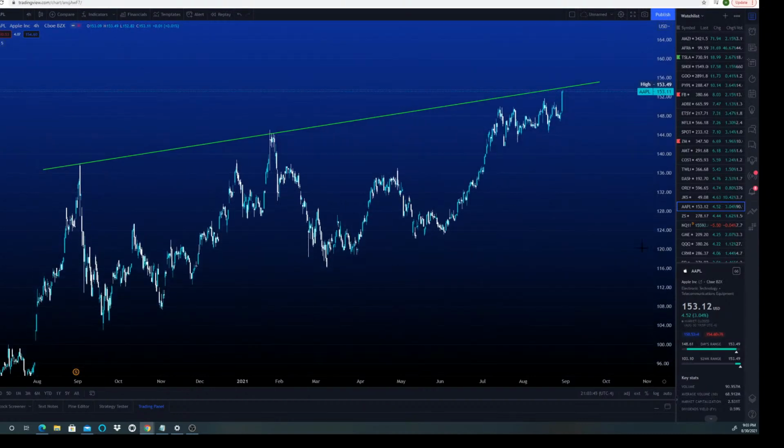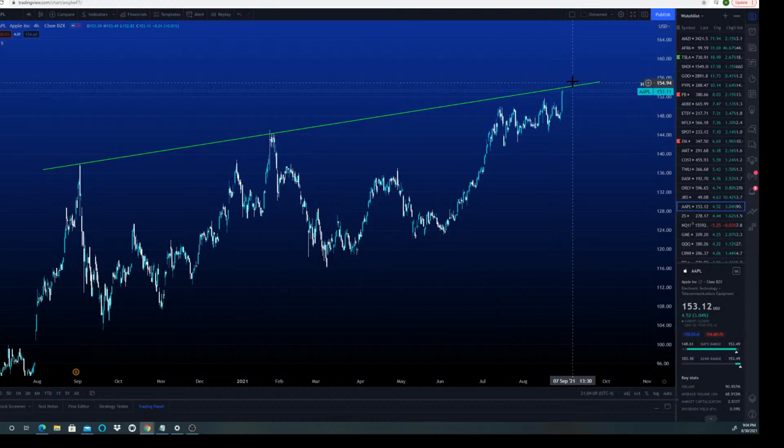Here's one of the resistance levels for Apple that I'm looking at. This is on the 4 hour. So pretty much looking at your resistance points from September 2020 up until January of this year. And now we're approaching that level right around that 154 mark. So we'll see exactly how Apple reacts to that 154 mark once it hits that resistance.